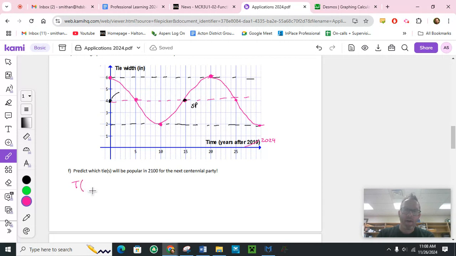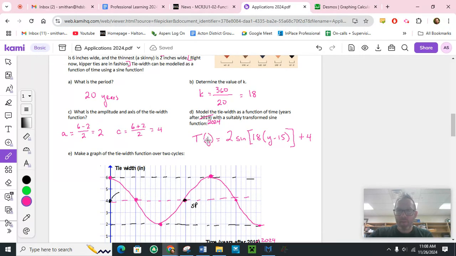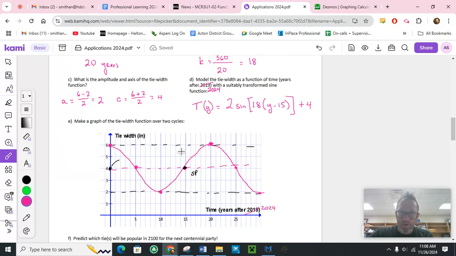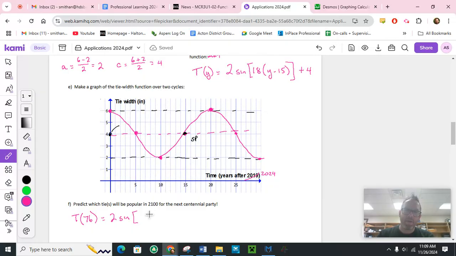So we're going to find the width of tie. Now 2100 is 76 years from this year. So we're going to find the width of tie that's popular 76 years from now. And we're going to use our equation. Amplitude was 2. We said the value of k is 18. We're replacing y, the years, with 76 years from now, minus 15, plus 4.